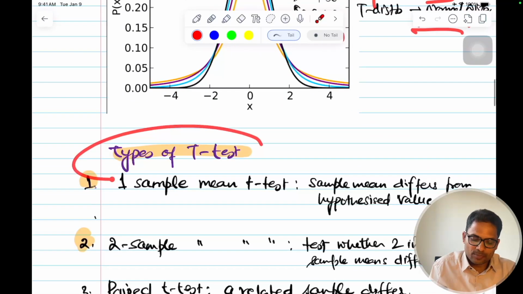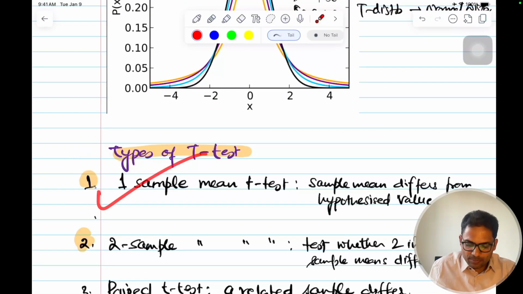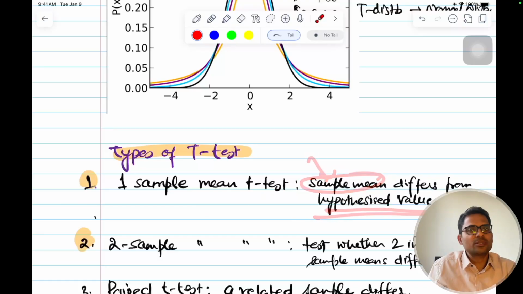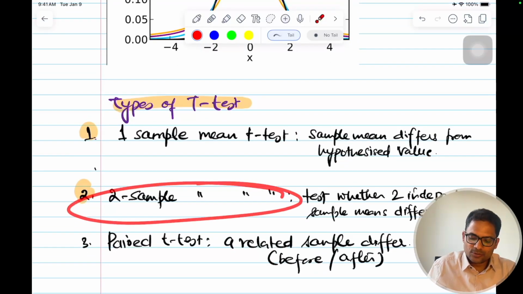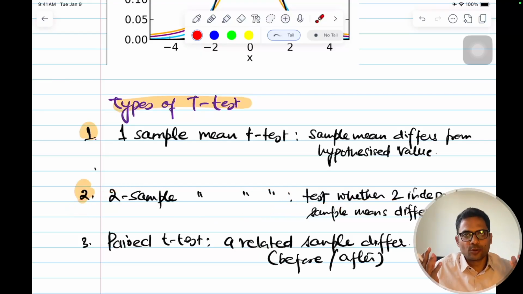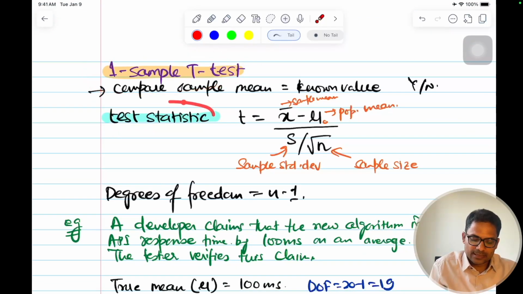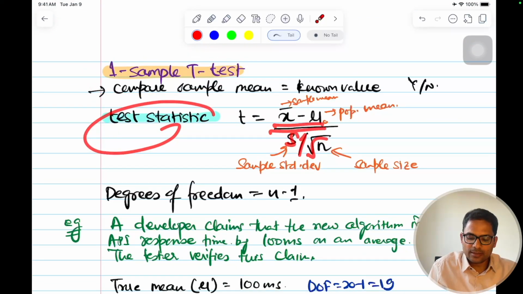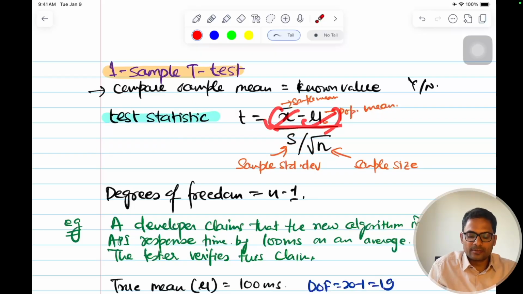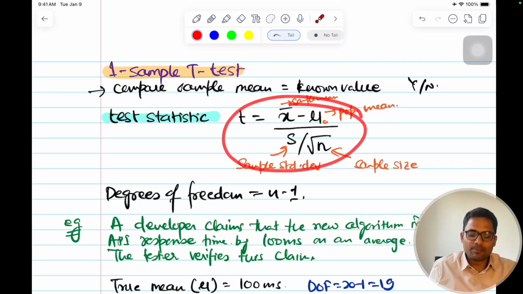And then we saw types of t-test: one sample mean t-test, two sample mean t-test. One sample mean t-test is used to test whether the sample mean differs from the hypothesized or some known value. Two sample t-test is used to compare two independent group means. And third is paired t-test, where I compare related samples, that is before and after some effect. And then we saw examples of one sample t-test. The test statistic is x minus mu by s by root n. Everywhere you will see this format: the difference of means divided by some form of standard deviation.